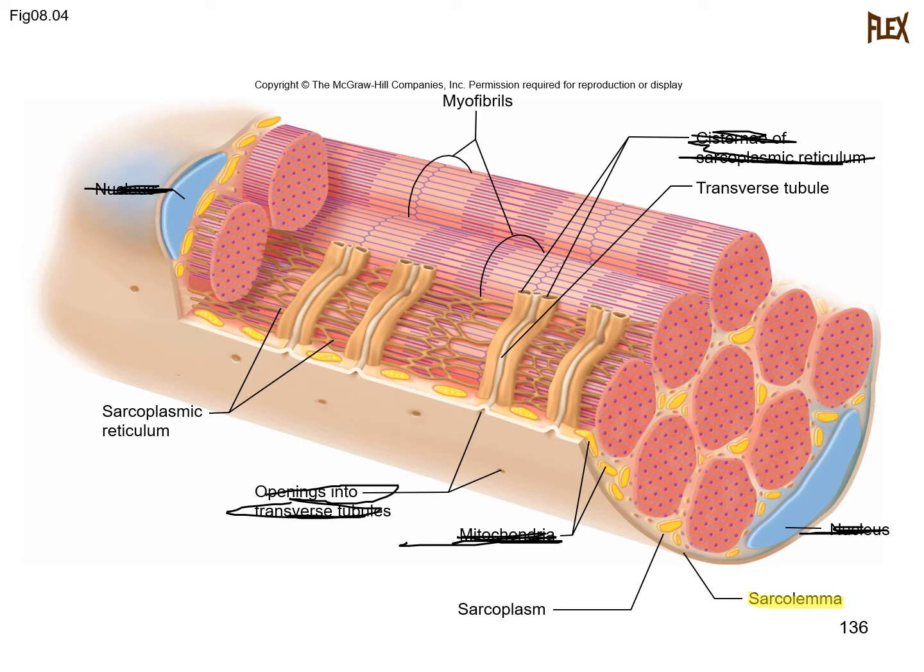So the very first thing is the sarcolemma. The sarcolemma is the muscle cell membrane. It is not normal. It is designed to transmit a signal. Now, it will have extensions called transverse tubules, which will extend into the cell. These transverse tubules take that electrical current into the cell.